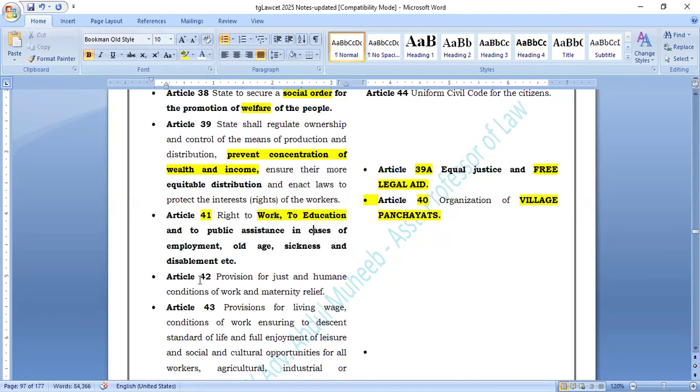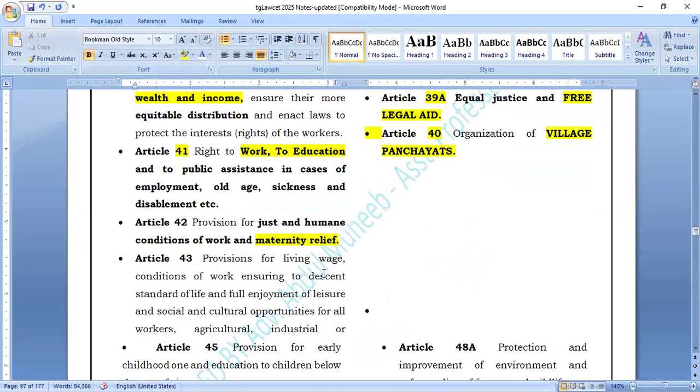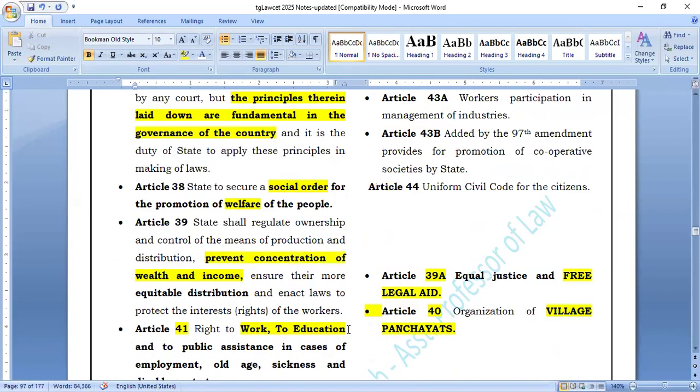What is Article 42? Article 42: provision for just and humane conditions of work and maternity relief. So what is Article 42? Just and humane conditions of work and maternity relief. If it is Article 42, what you have to remember? Maternity relief.